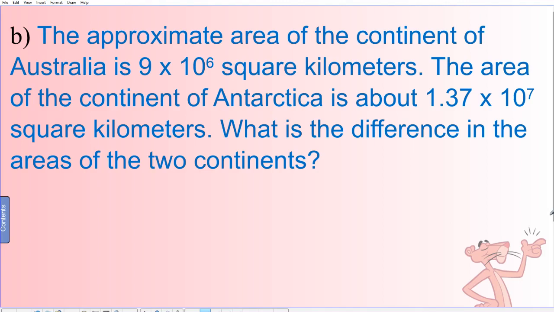Letter B, one for you to try. Says the approximate area of the continent of Australia is 9 times 10 to the 6th square kilometers. The area of the continent of Antarctica is about 1.3 times 10 to the 7th square kilometers. What is the difference in the areas of the two continents? If you could please pause the video, try the problem on your own right now, and when you are ready to continue, hit play, and we will go through it together.